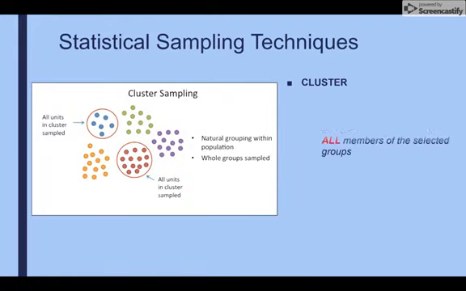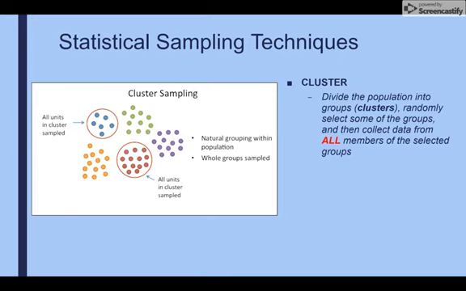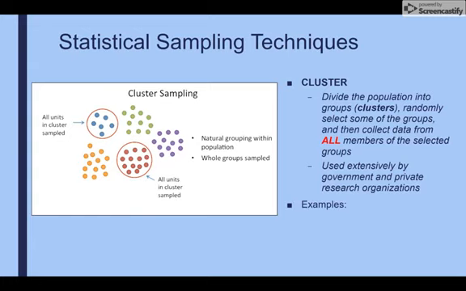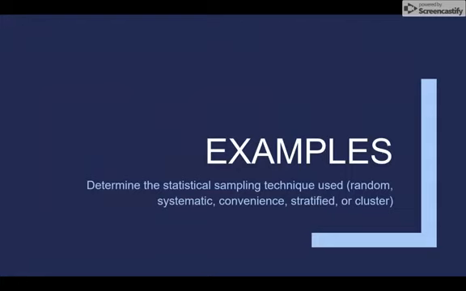Fifth is cluster sampling. With cluster sampling, the population is again divided into groups called clusters, but this time we randomly select a group and we survey or collect data from all the members of a particular group. So with cluster, we have groups, but we survey all of the group. This particular sampling method is used extensively by government and research organizations. And again, an example would be something similar to an exit poll.